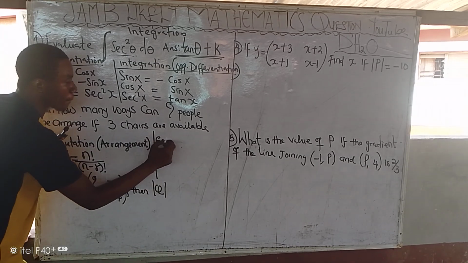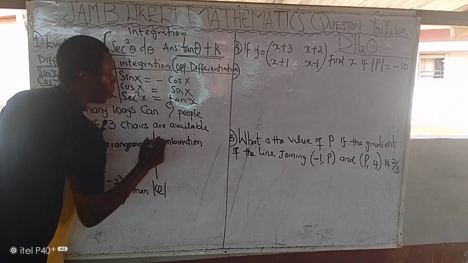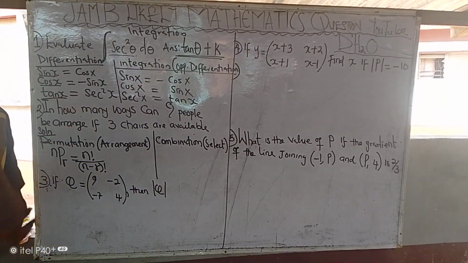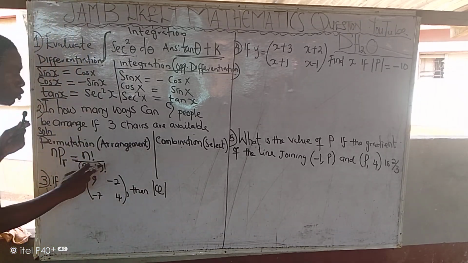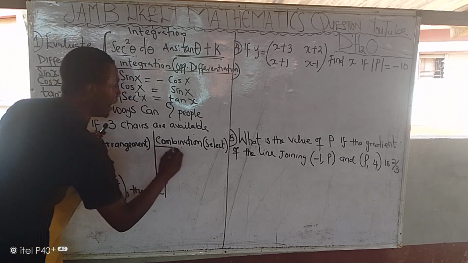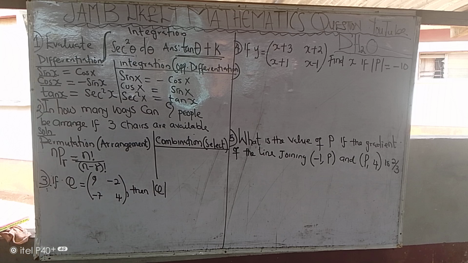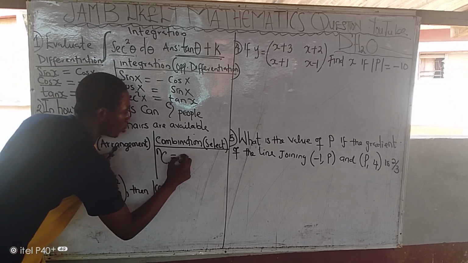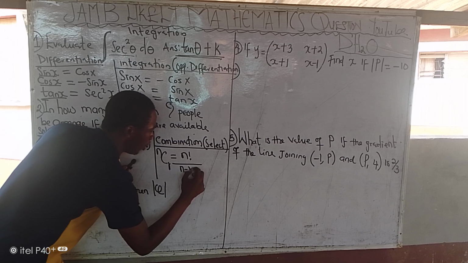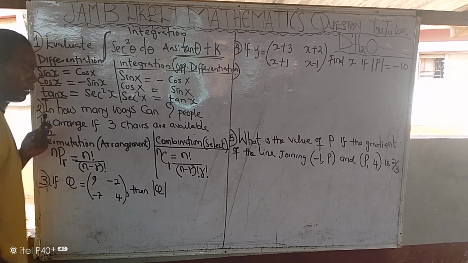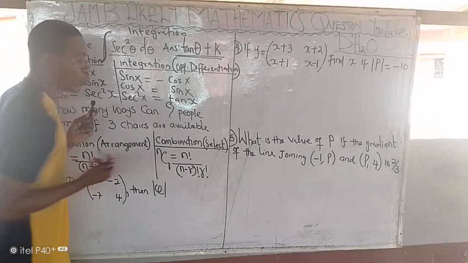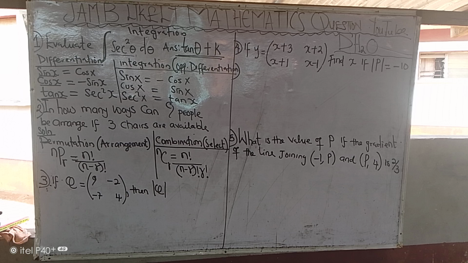Now, if I'm talking about combination, what is the formula for combination? Combination means to select or to choose. But your permutation means to arrange. So, whenever you are selecting, what is the formula for combination? Remember, the general formula for permutation is n factorial over n minus r factorial. Now, your combination nCr equals n factorial over n minus r factorial r factorial. So this is your combination, and it has to do with selection. But this is your permutation, and it has to do with arrangement.